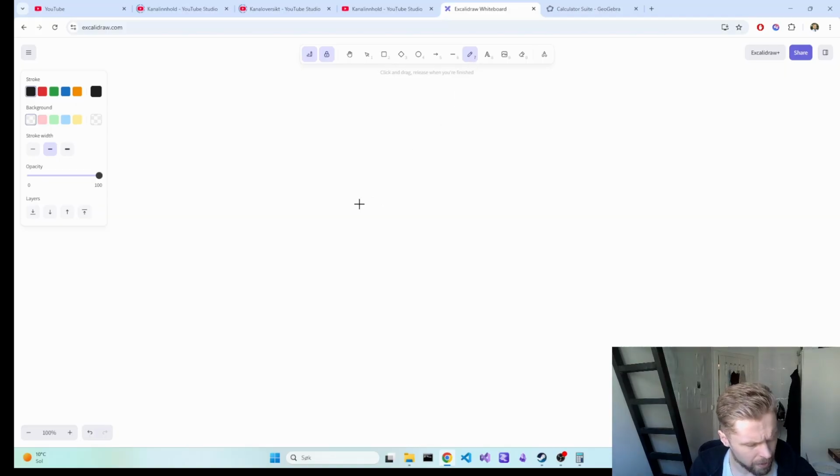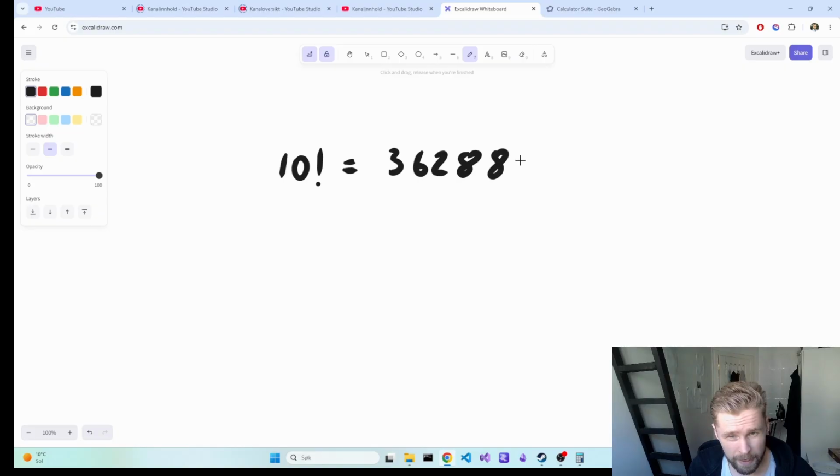There are two zeros at the end of 10 factorial. So 10 factorial, we got 3, 6, 2, 8, 800, two zeros. Using only pencil and paper, determine how many zeros are at the end of the number 100 factorial.